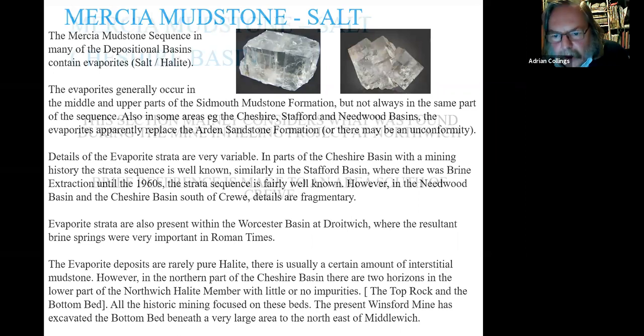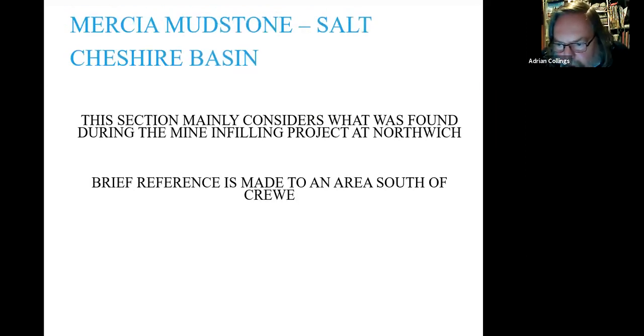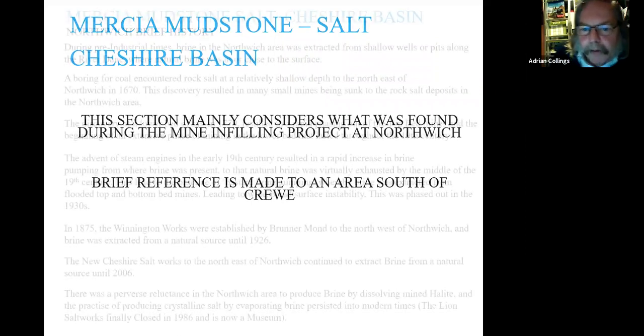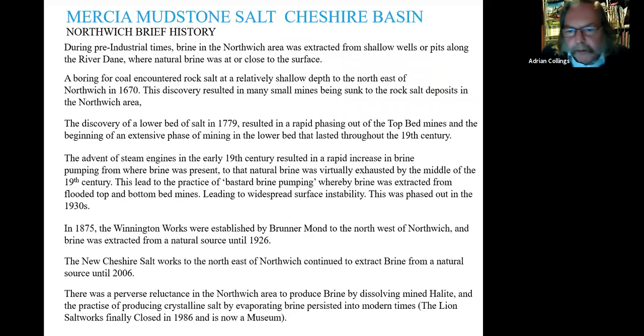This section on the Cheshire Basin mainly considers what was found during the mine filling project at Northwich, and a brief reference is made to an area south of Crewe. A brief history of Northwich: during pre-industrial times, brine in the Northwich area was extracted from shallow wells or pits along the River Dane, where natural brine was close to the surface.